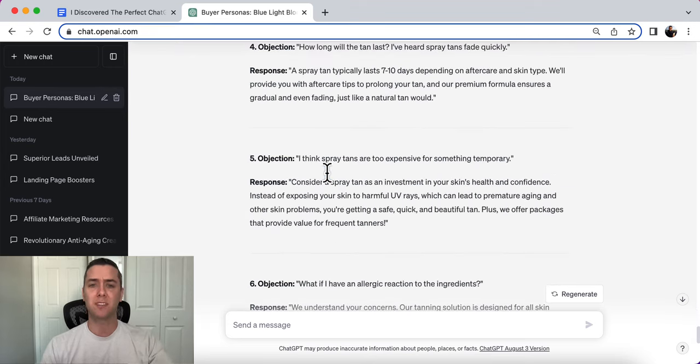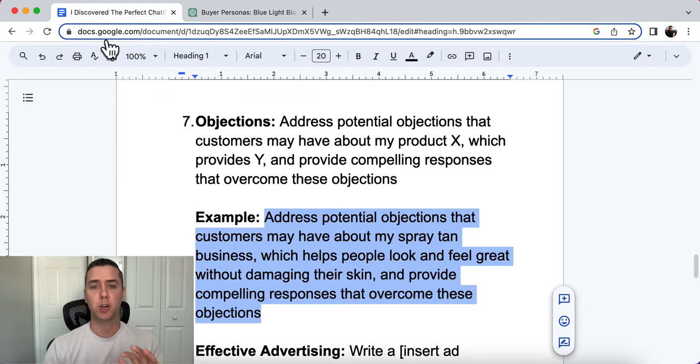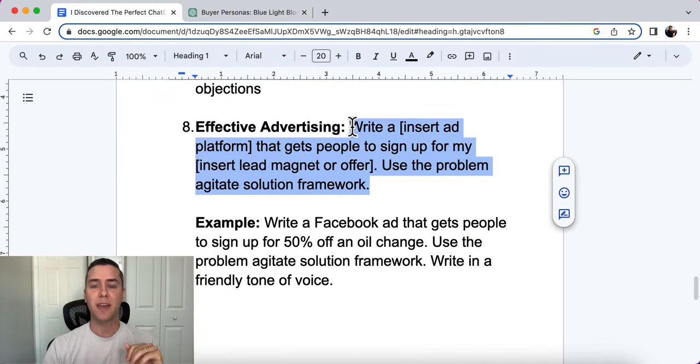And then it goes over all these objections that you can put into your marketing, into your messaging, to make sure that you get those sales. All right, number 8 is effective advertising. So the prompt is this: write a, insert your ad platform, maybe it's Facebook, Instagram, YouTube, that gets people to sign up for my, enter your lead magnet or your offer, and use the problem agitate solution framework.